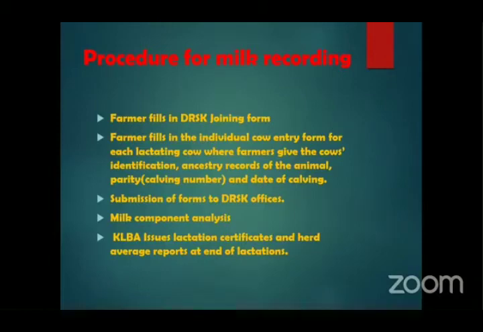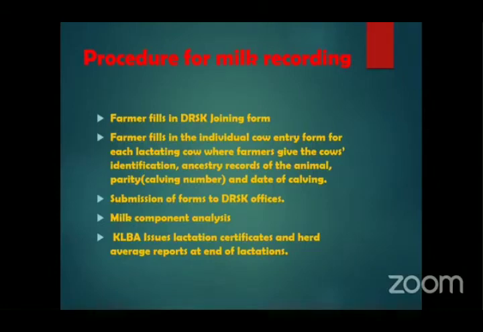You realize registration and breeding is individual. We want to improve, we want to have information on an individual animal. That's why there is an individual cow entry for each lactating cow, where the farmer is going to give us information that was required during the stud book registration, that would include the identification, the ancestry records. We want to know the family of the animal, then also the parity, that is the calf number, and also the date of calving. That becomes fundamentally important to do.